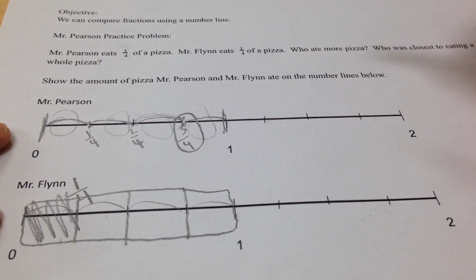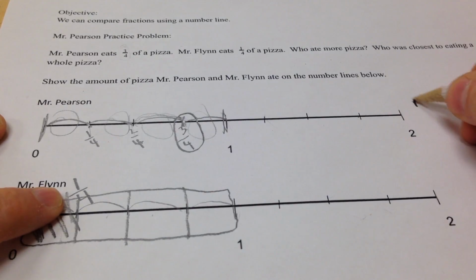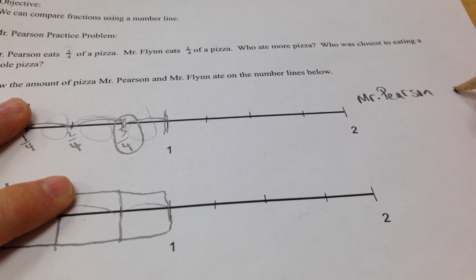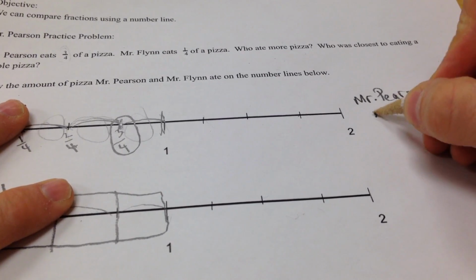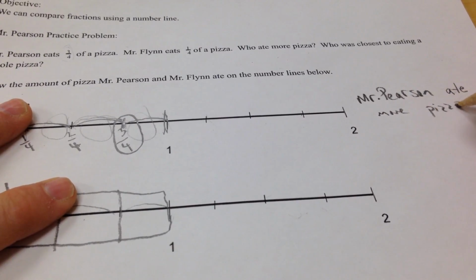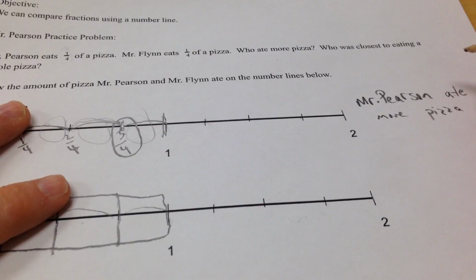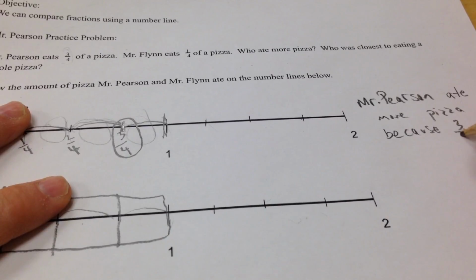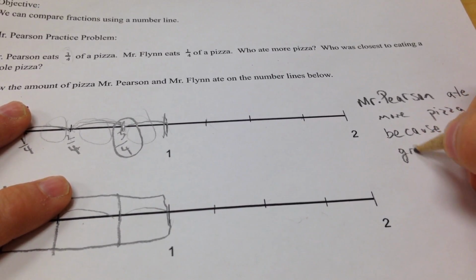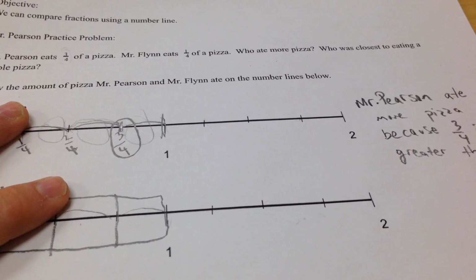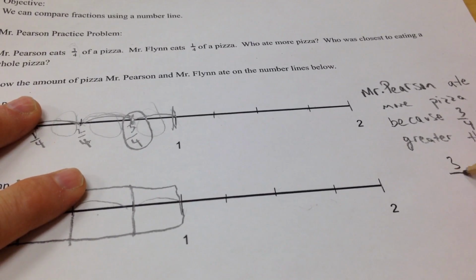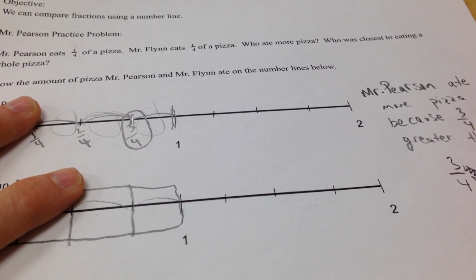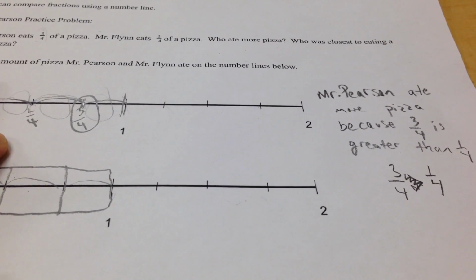And who ate more pizza? Mr. Pearson ate more. Mr. Pearson. So hungry! Mr. Pearson ate more pizza. Better explain, Mr. Pearson. You have to explain. You're thinking, oh yeah, Mr. Pearson ate more pizza because 3/4 is greater than 1/4. You can even go like this, 3/4 greater than 1/4 because the alligator mouth eats 3/4.